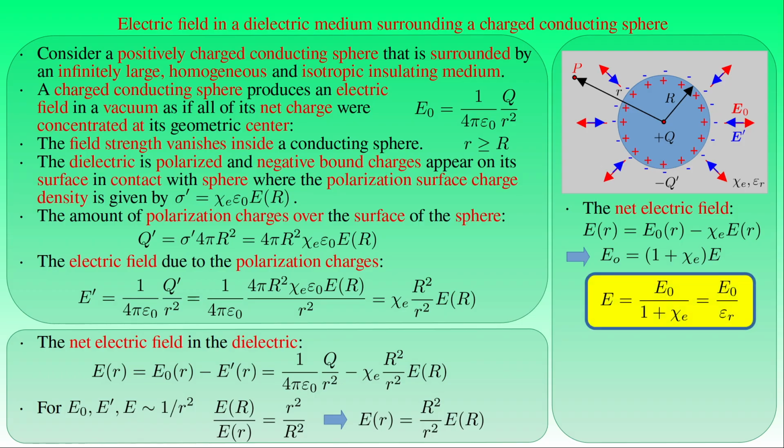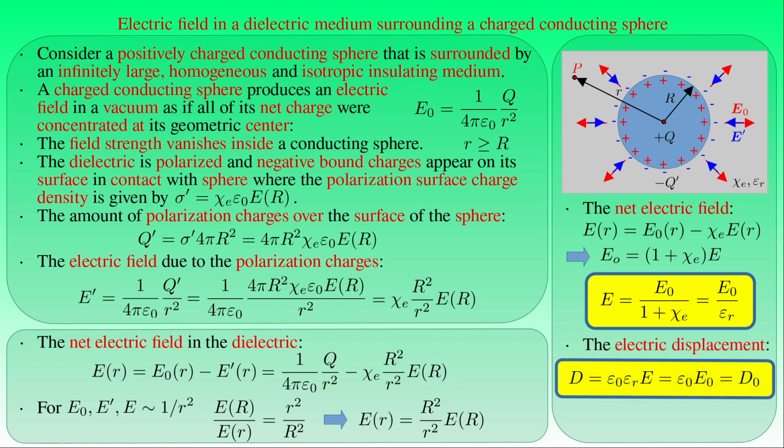Or the magnitude of the net electric field E is given by the magnitude of the electric field E naught over 1 plus chi-e, that is the magnitude of E naught over the relative permittivity epsilon r of the dielectric. Consequently, the magnitude of the electric displacement D given by epsilon naught times epsilon r times the magnitude of E is equal to epsilon naught times the magnitude of E naught, which is equal to the magnitude of the electric displacement D naught produced by the free charges Q.